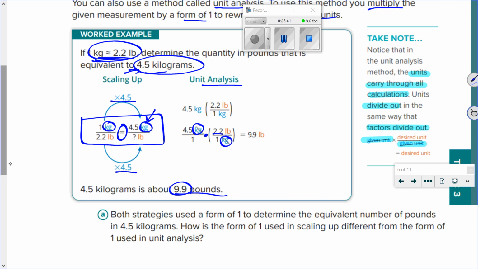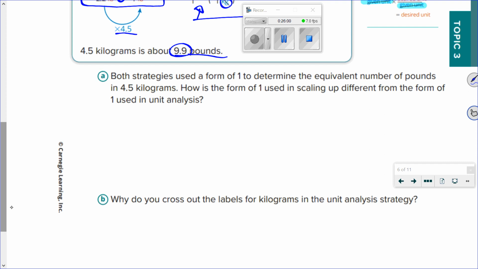Now, historically, this is the way I prefer to teach it, but because we've focused so much on proportions this year, this is going to be your easier way to do it, guys. So while we have this available to you and you can use it, this is what we would like you to get more comfortable with. So we're going to do some more work. Both strategies used a form of 1 to determine equivalent number of pounds in 4.5 kilos. How is form 1 of scaling up different? It's where the units are located.